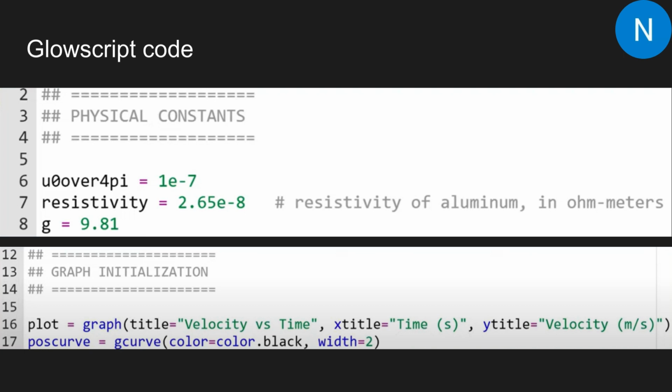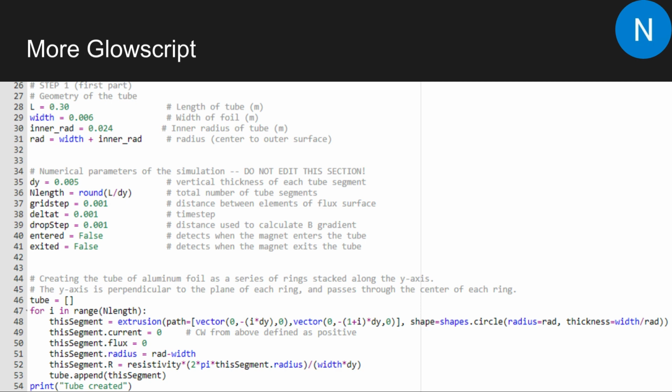We have physical constants and then graph initialization. And then continuing that, we have step 1 where we plug in the dimensions of the tube. And then we have the numerical parameters of the simulation. And then we create the tube of aluminum foil for the visual.